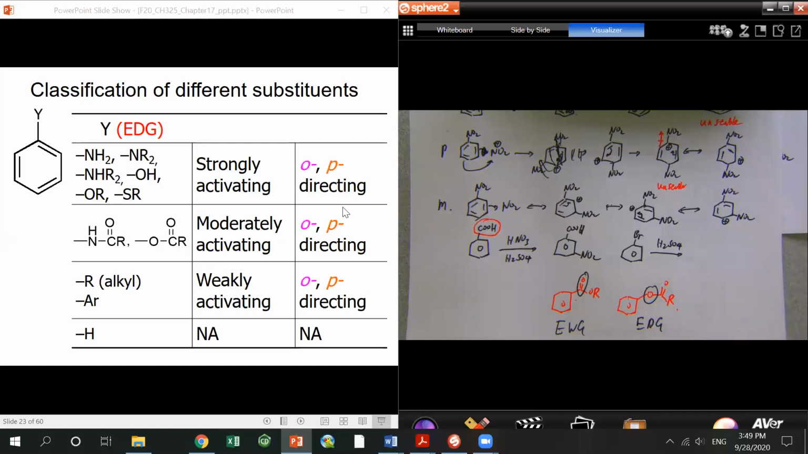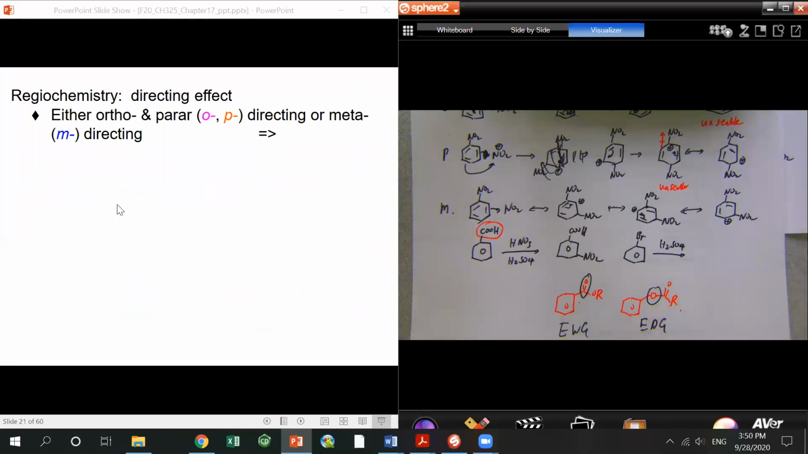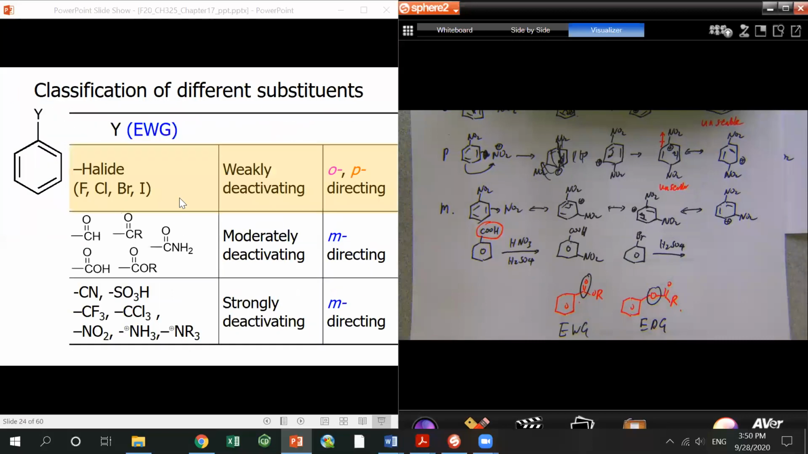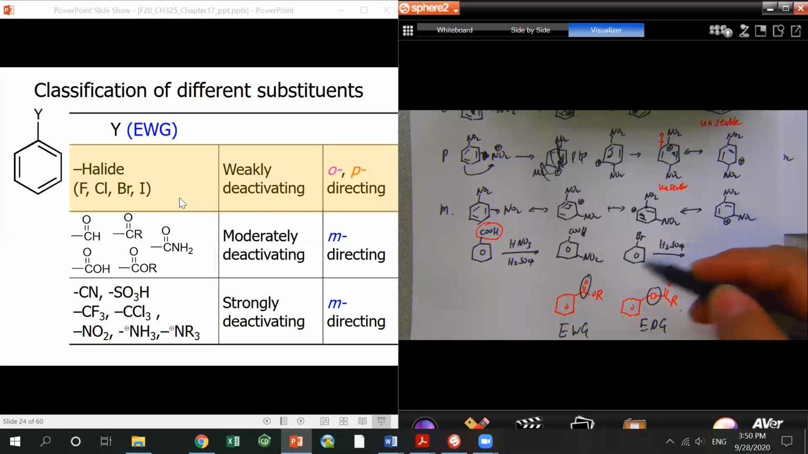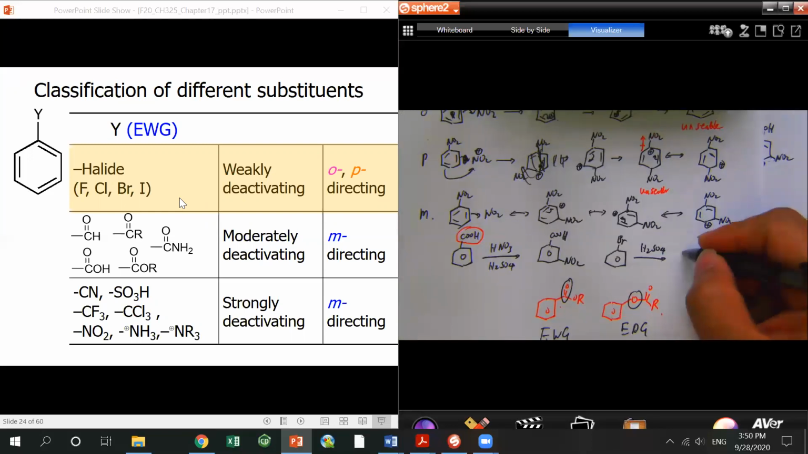All right, so let's go back to this question. Bromine is a halogen. Halogens we already learned in the previous chapter, on the previous slide. It's also an ortho, para director. So in this case, when you do the sulfonation, it should go to the ortho and para positions. That means for this reaction you should have two products.